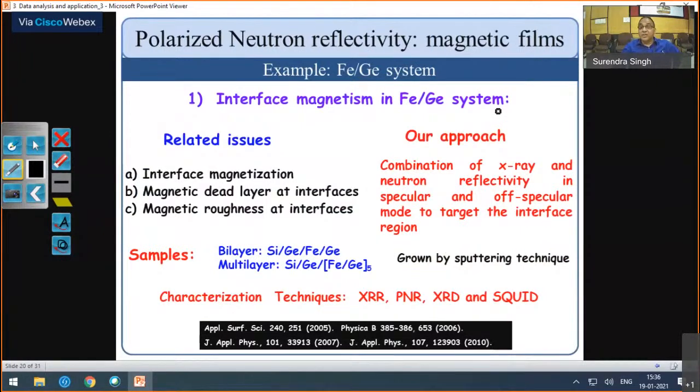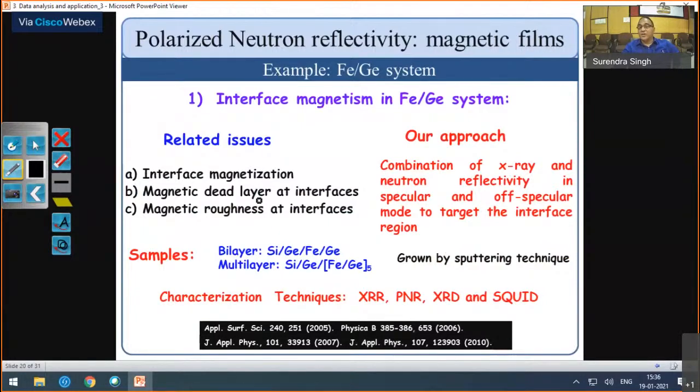What were the related issues for that? They didn't consider that there would be interface magnetization change at the interfaces during the growth. Another issue was the formation of a magnetic dead layer. Dead layer means no ferromagnetism at the interfaces. Sometimes we say depleted layer also, because the ferromagnetism is getting lost at the interfaces. And there is a magnetic roughness also at the interfaces. These were the related issues we wanted to study.